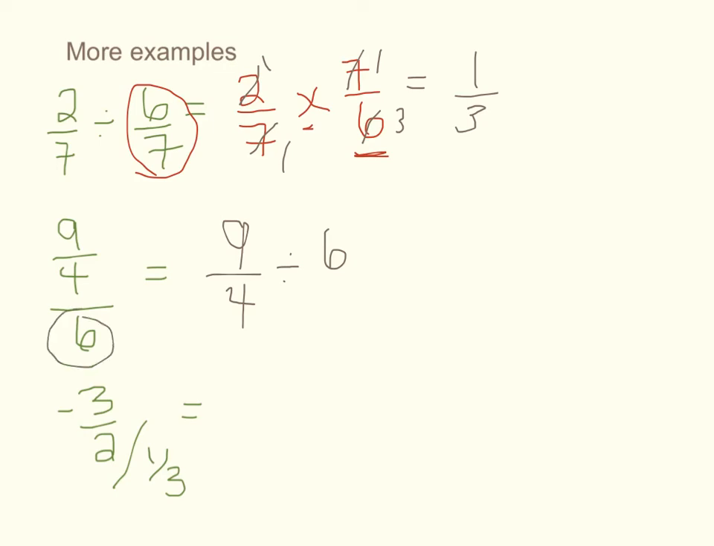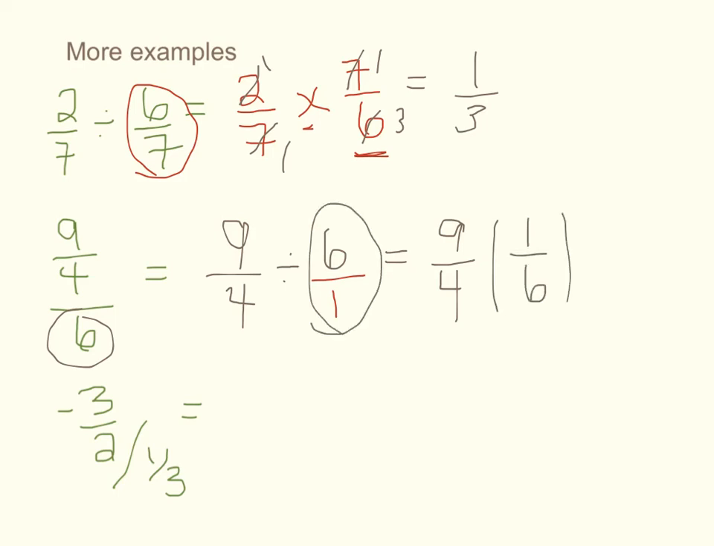I have to also recall that all whole numbers always have a denominator of 1. So now when I flip that second fraction, I have 9 quarters, and then it's going to be times 1 over 6. So I flipped this guy to 1 over 6. And now I look, can I cross-cancel? Yes, 9 and 6 have a common factor of 3. So I can divide them both by 3.